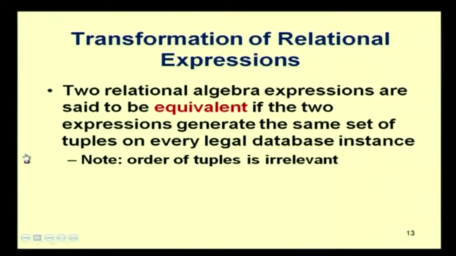Now, the first step in query optimization is, given a query, how do you find equivalent expressions for it? That is the first step. So, how do you translate or transform a relational expression that we have got? Two relational algebraic expressions are said to be equivalent if the two expressions generate the same set of tuples on every legal database instance. The order of the tuples is irrelevant, we are not bothered about that, but when we say that two relational algebra expressions are equivalent, they generate the same set of tuples for every legal database instance.